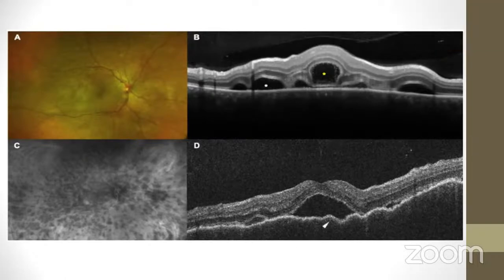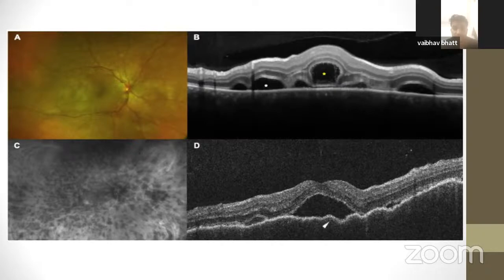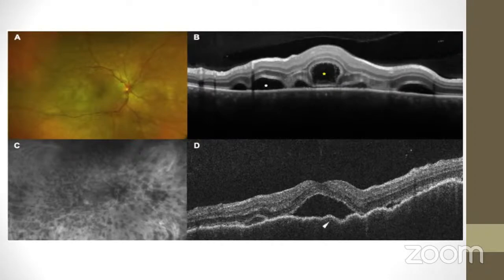So what is the significance of these septae? We also call them septae in VKH, which are kind of a hallmark. What is the difference between the area marked with the white asterisks and the yellow asterisks? You said they are the supramembranous and submembranous. Yes, sir. So what is the difference between them? What have they hypothesized based on this?